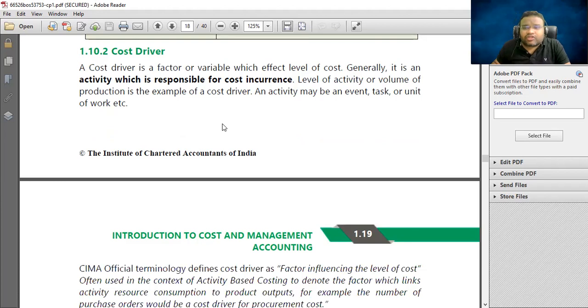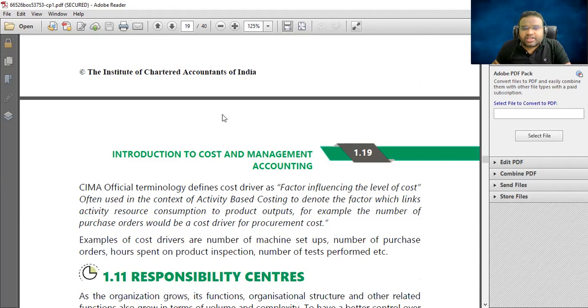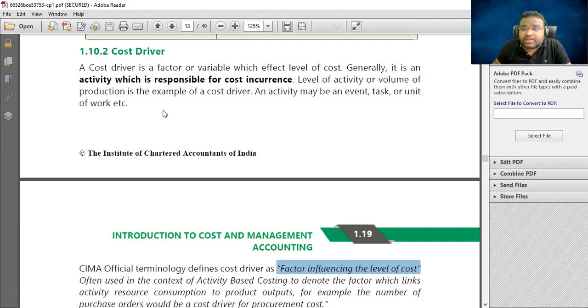Now, what is that level of activity? It can be volume or it can be an activity. For example, a cost driver, in CIMA's official terminology, is a factor influencing the level of cost. Now, tell me, your purchase order cost depends on what? Number of purchase orders. Purchase ordering cost depends on the number of purchase orders. What is the activity here? What is my cost driver here?